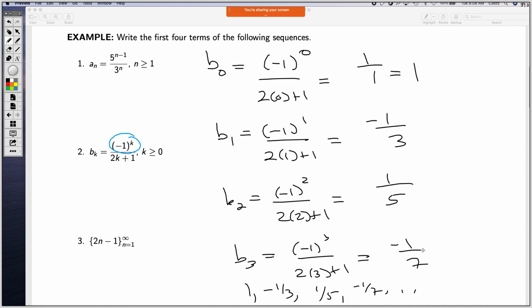Okay. So once again, in just a few minutes, we're going to dive a little deeper into these patterns. So if we see a pattern like that, we'll be able to get a formula for it. Any questions on this example? Do you kind of see what's happening here with this notation?